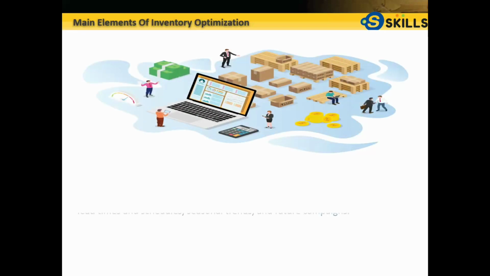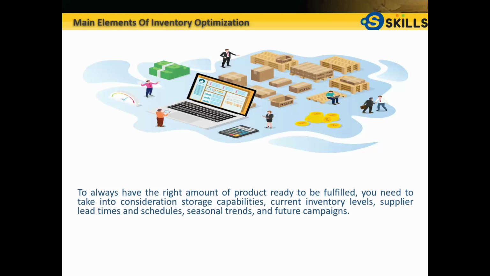Main elements of inventory optimization. To always have the right amount of product ready to be fulfilled, you need to take into consideration storage capabilities, current inventory levels, supply lead times and schedules, seasonal trends and future campaigns. Here is an overview of what's involved in the inventory optimization process.